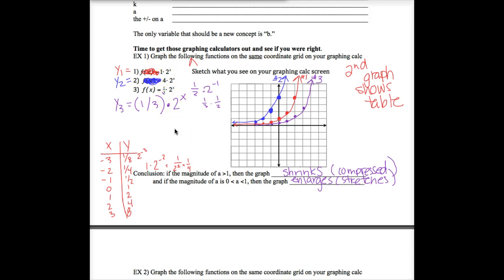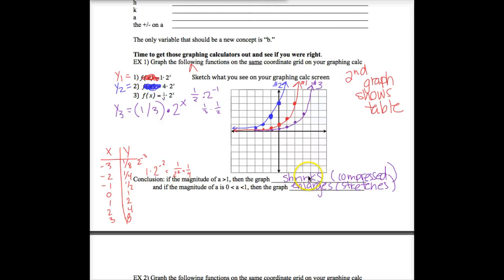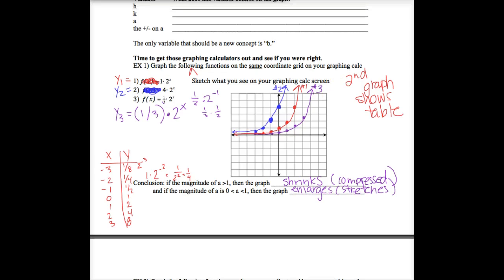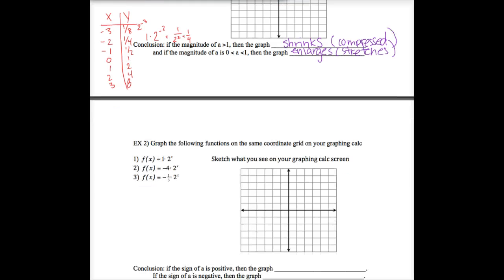So wider, narrower, kind of isn't the right expression when we're talking about an exponential. So that's why I say shrinks and enlarge, but it's the same concept. It controls how wide the exponential is going to be. So when a is bigger than 1, you're going to have the graph that's compressed. It shrinks up. When a is between 0 and 1, when it's a fraction, it's going to stretch out or become enlarged.